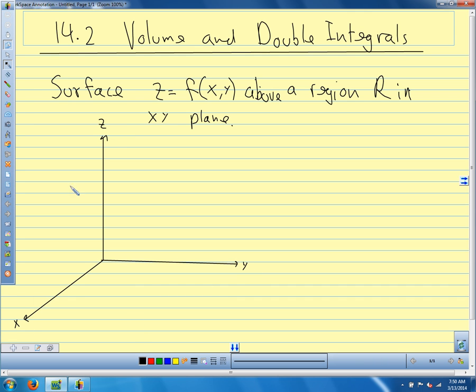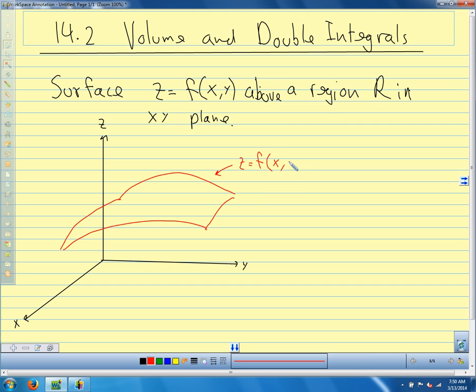So we have a surface, our function up here above the xy plane. So there's z equals f of x, y. And here is our region in the xy plane, some region down here in the xy plane. So there's our region. So what we want to do is find the volume of the solid bounded by this region in the xy plane under f of x, y.